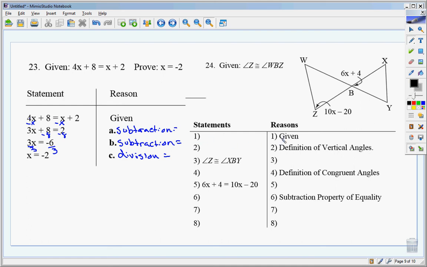In number 1, they gave me the reason. They said it was given. Angle Z is congruent to angle WBZ. They're using the definition of vertical angles. I'm going to mark this in the picture, by the way. Angle Z right here, WBZ right here. They said definition of vertical angles. Well, the only vertical angles that are here are these two. So I'm going to go angle WBZ is congruent to angle XBY.